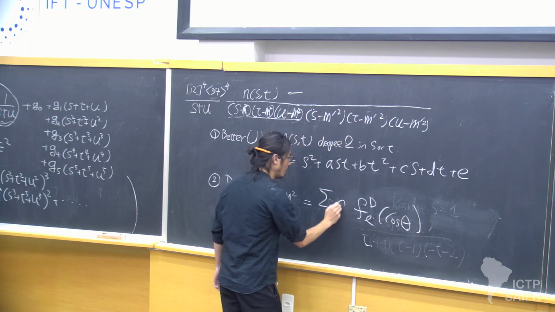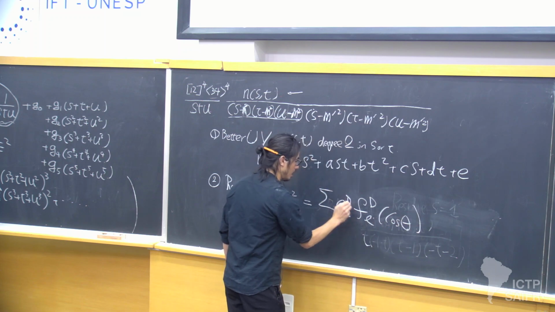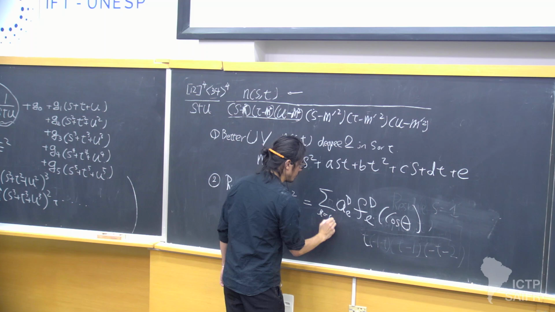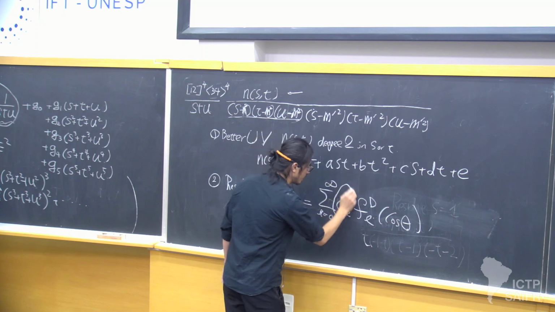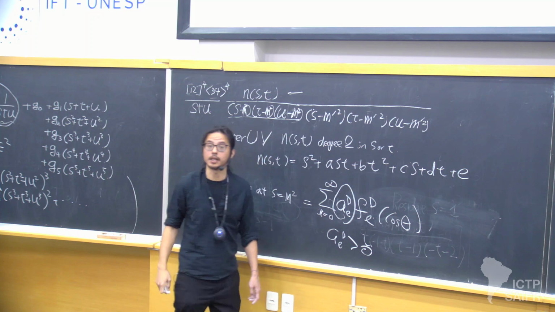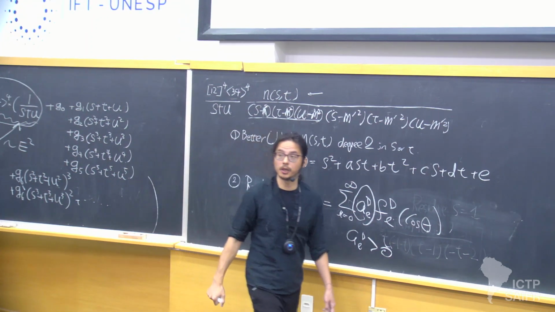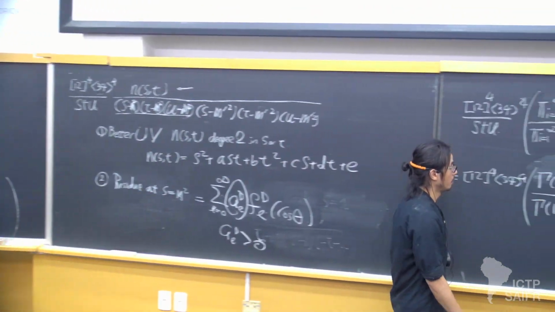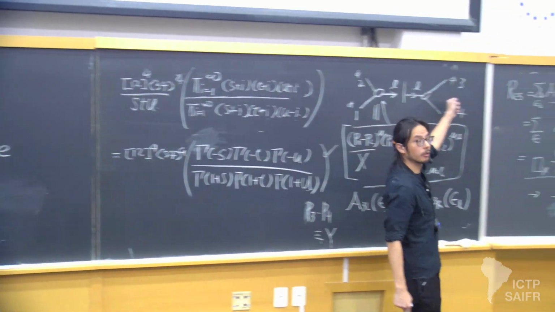Importantly, this is L equals 0 to infinity, but very importantly, this LD is bigger than 0. This is always positive. Okay, this is very important. Why is it always positive? Because it's a product of two identical 3-point amplitudes, right?